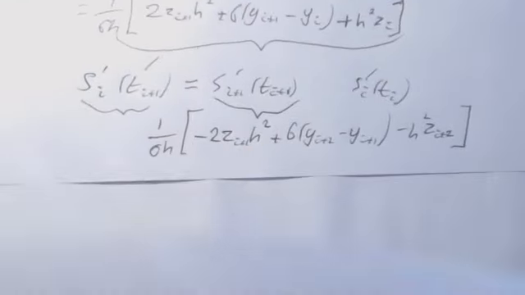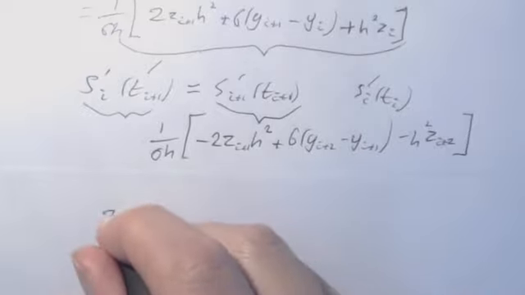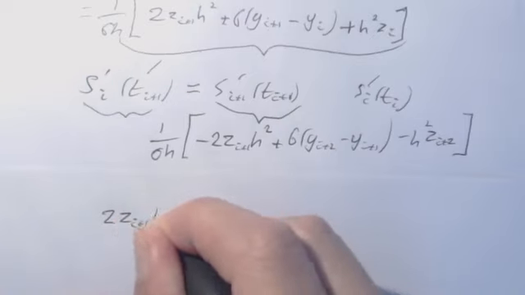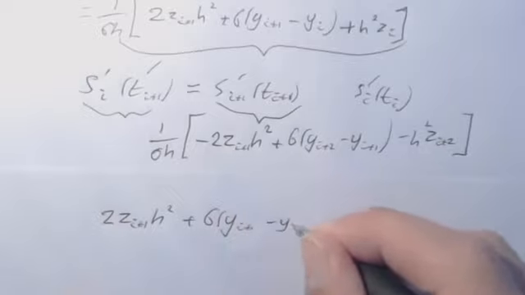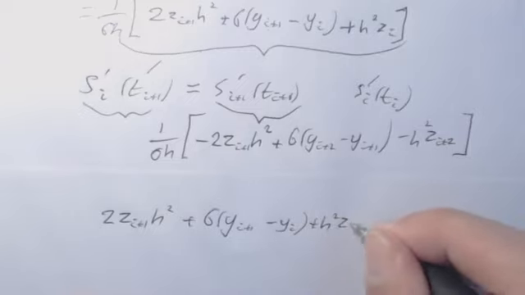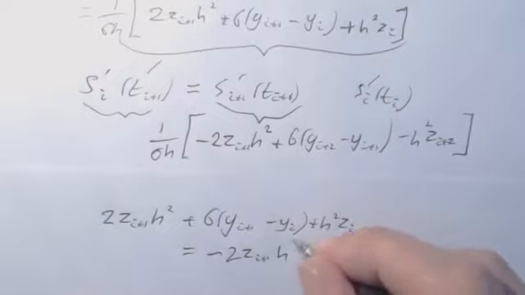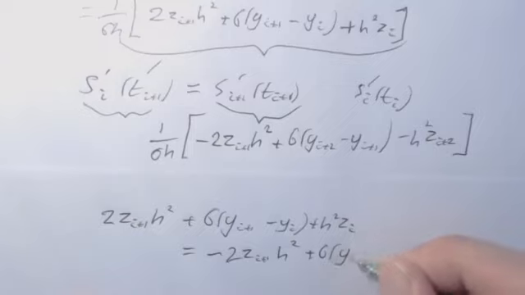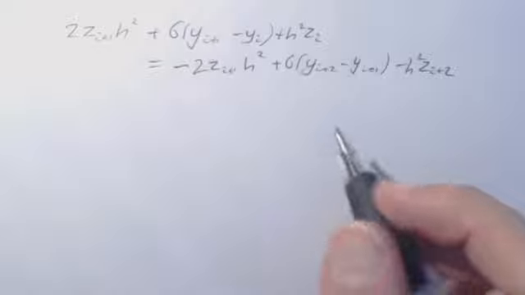So that only happens if we have 2z_i + 1 h^2 + 6y_i + 1 - y_i + h^2 z_i = -2z_{i+1} h^2 + 6y_i + 2 - y_{i+1} - h^2 z_{i+2}. So this is what we need to hold.